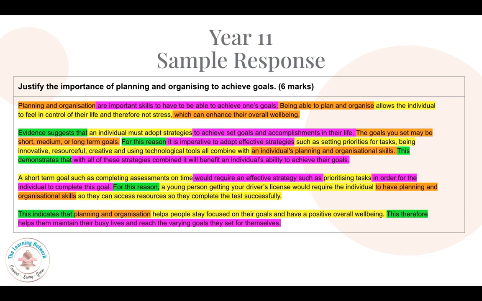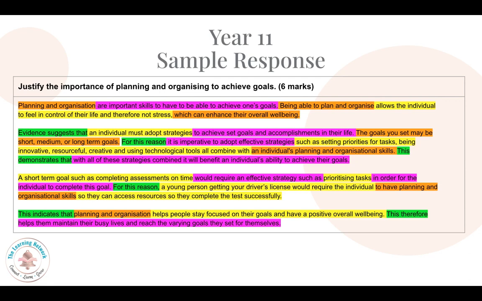So we start off straight away. Planning and organisation are important skills to have to be able to achieve one's goals. Being able to plan and organise allows the individual to feel in control of their life and therefore not stress, which can enhance their overall well-being. Evidence suggests, this is where we're going to justify, evidence suggests that an individual must adopt strategies to achieve set goals and accomplishments in their life.